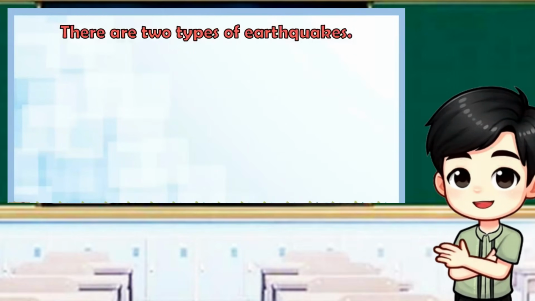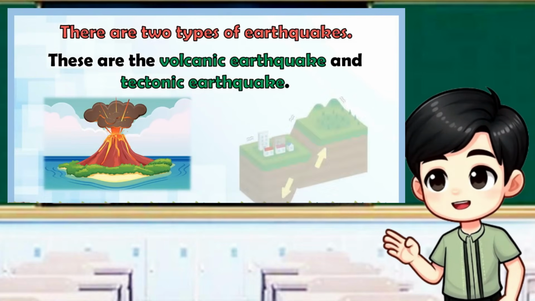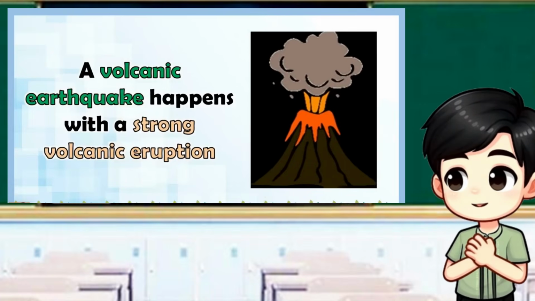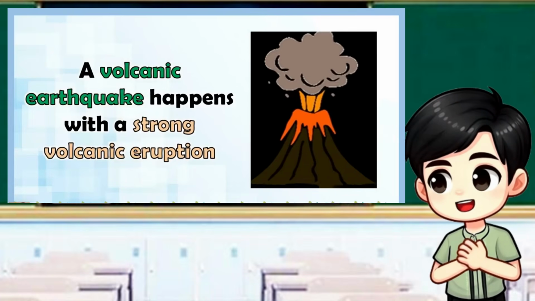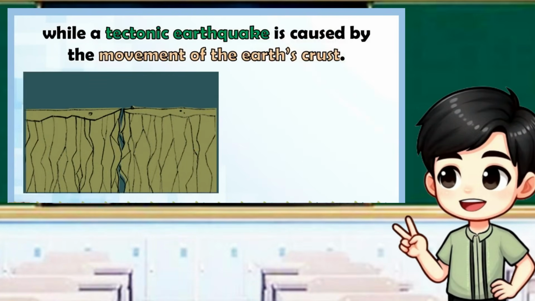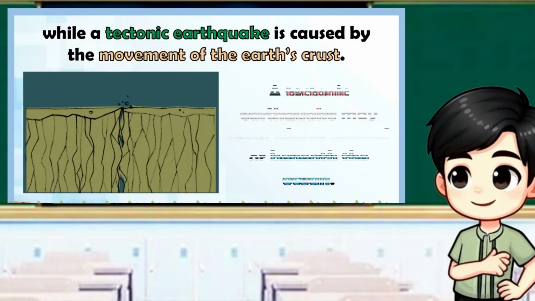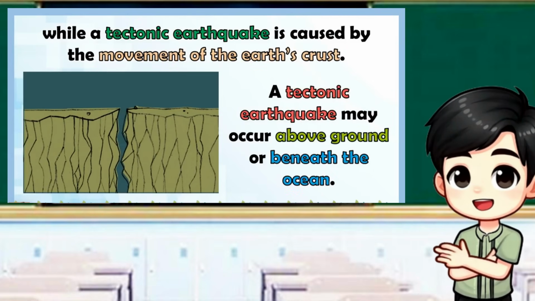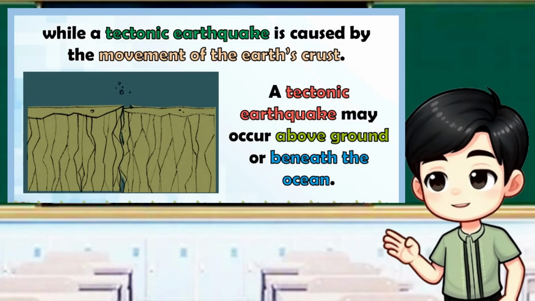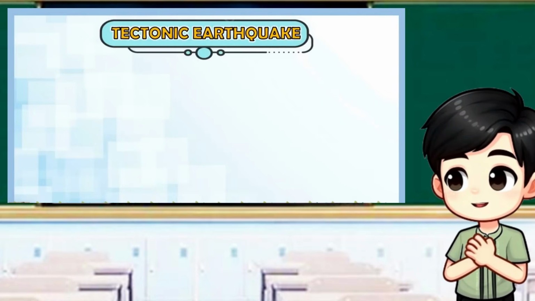There are two types of earthquakes. These are the volcanic earthquake and tectonic earthquake. A volcanic earthquake happens with a strong volcanic eruption, while a tectonic earthquake is caused by the movement of the Earth's crust. A tectonic earthquake may occur above ground or beneath the ocean. Let's study tectonic earthquakes.